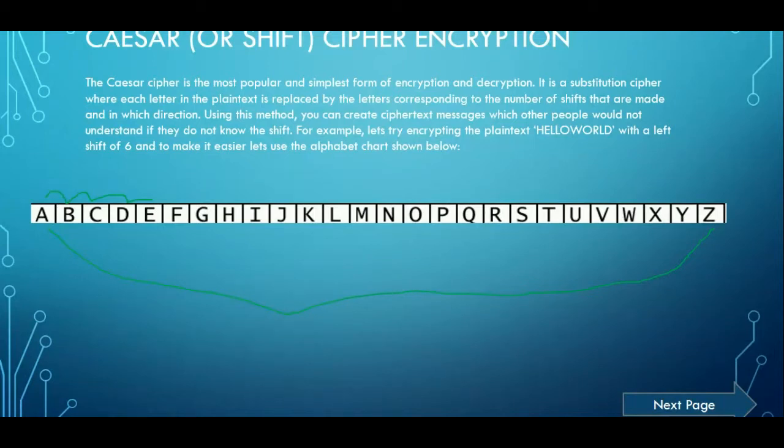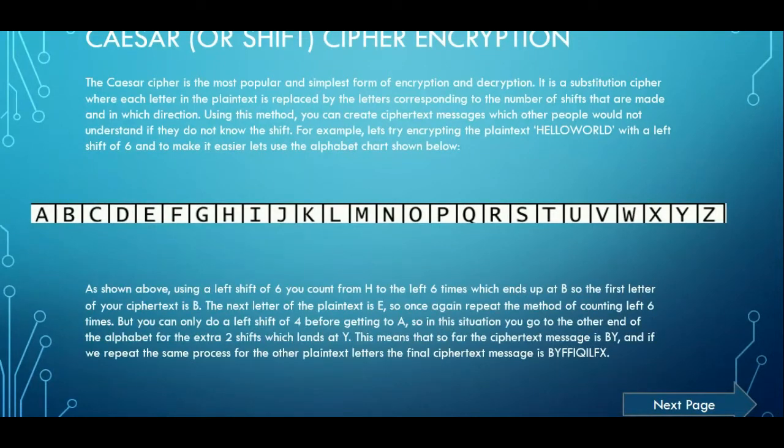So 1, 2, 3, 4, and 1, 2. So then you got 6. So now we have BY. So we just quickly get rid of this a sec. So from this, you'll be able to see that B and Y. If you continue to repeat this process, you will get a final ciphertext message as shown there of BYFFIQILFX, which is now your encrypted plain text message of hello world.